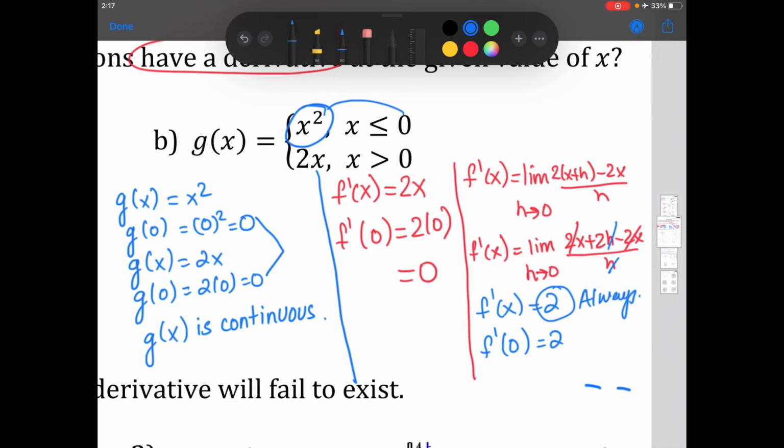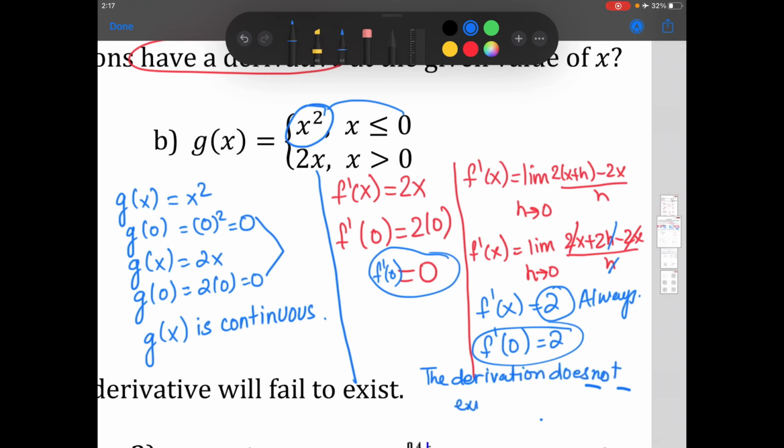So what can I say? These values are not the same, so f prime of 0 does not match. So the derivative does not exist. So let's write that down. The derivative does not exist at x equals 0.